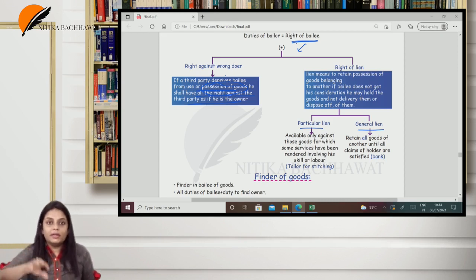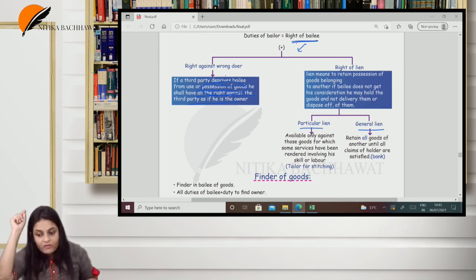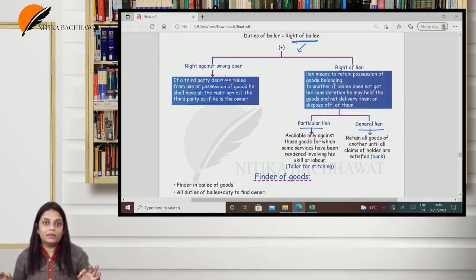Now I go to the tailor with the price of 2 shirts and I give him the price and I say give me all the 3 shirts. Is he bound to give me all the 3 shirts? No. Can he refuse? Yes. I am paying for 2, he is bound to give me the 2. But I am not paying for the third one, so he can refuse to hand over the third one. This is particular lien.